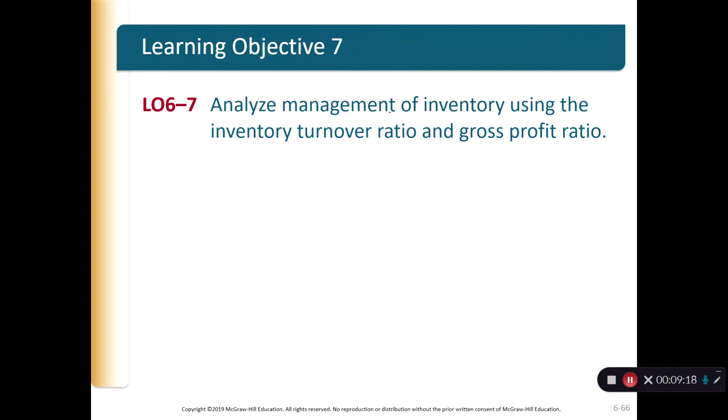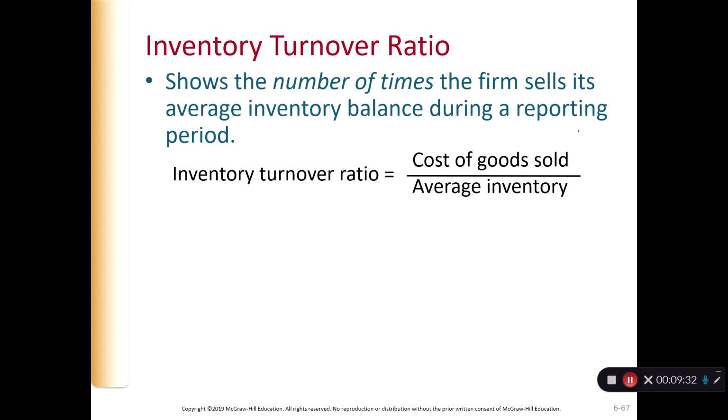Okay, so now we are going to analyze the management of our inventory by using the inventory turnover ratio, which is like the AR ratio we learned a little bit about, accounts receivable ratio, and the gross profit ratio. So the inventory turnover ratio in a nutshell shows the number of times the firm sells the average inventory balance during a reporting period. So it equals the cost of goods sold divided by the average inventory, right?